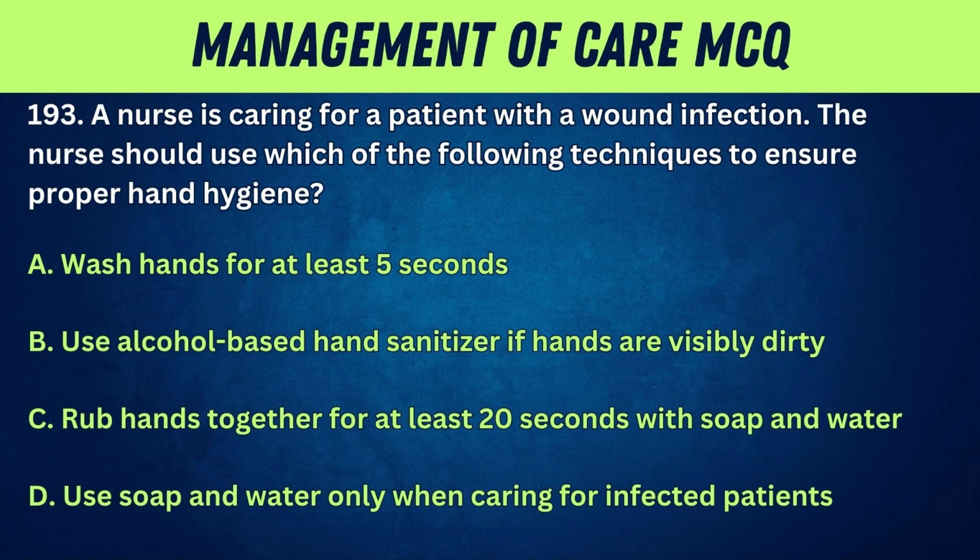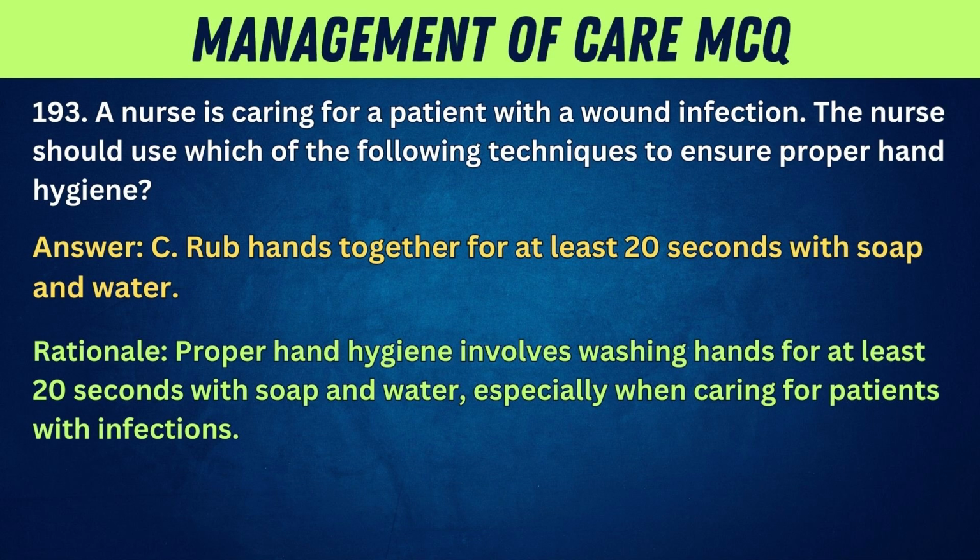193. A nurse is caring for a patient with a wound infection. The nurse should use which of the following techniques to ensure proper hand hygiene? A. Wash hands for at least 5 seconds. B. Use alcohol-based hand sanitizer if hands are visibly dirty. C. Rub hands together for at least 20 seconds with soap and water. D. Use soap and water only when caring for infected patients.